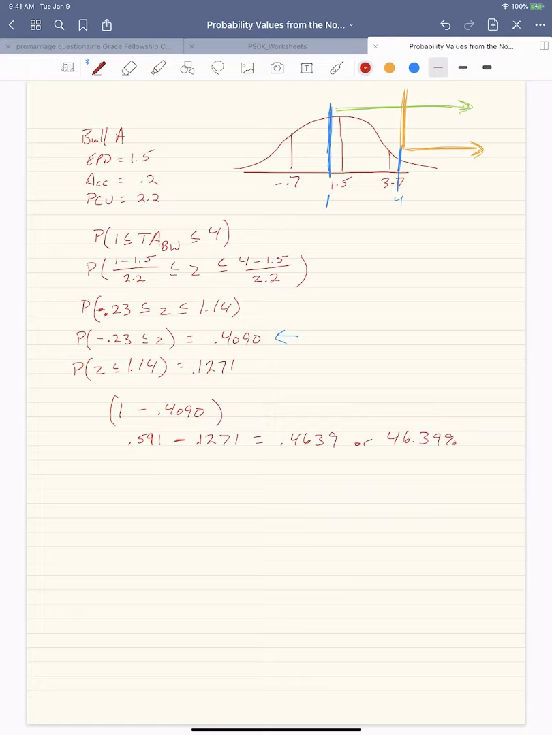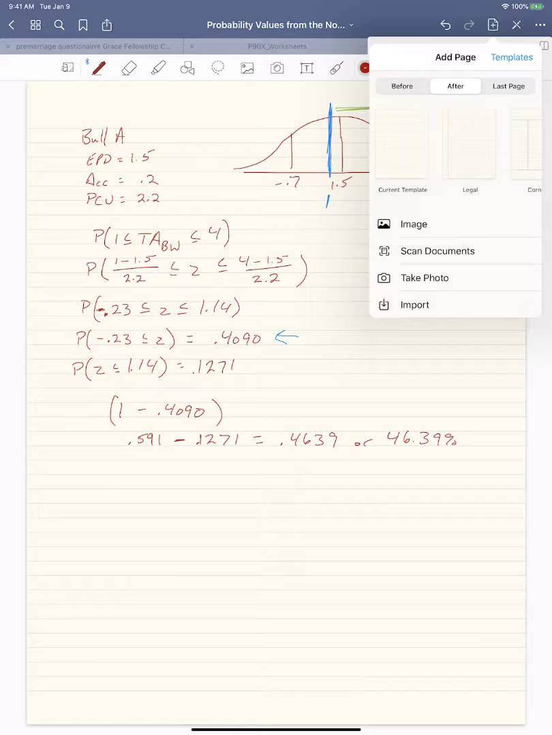And that is looking at comparing two different bulls. So let's say I have some yearling bulls, and we're going to call them A and B. I have a birth weight EPD for them at 1.5 pounds for bull A and 4 pounds for bull B. These each have an accuracy of 0.2, which makes the possible change value 2.2 for both of them.